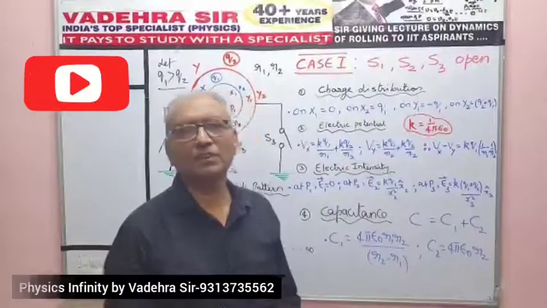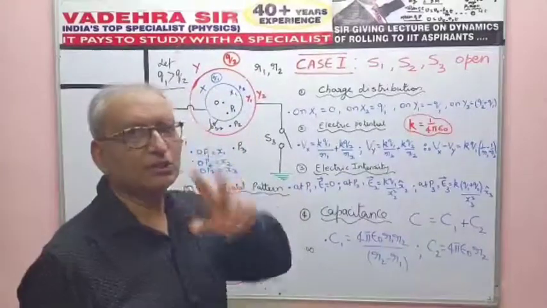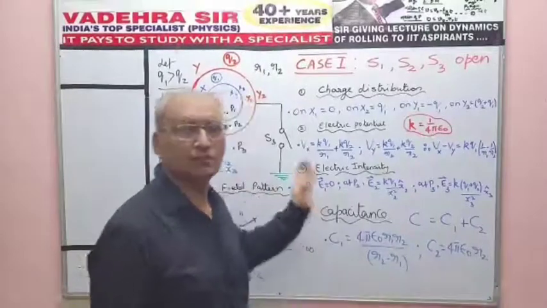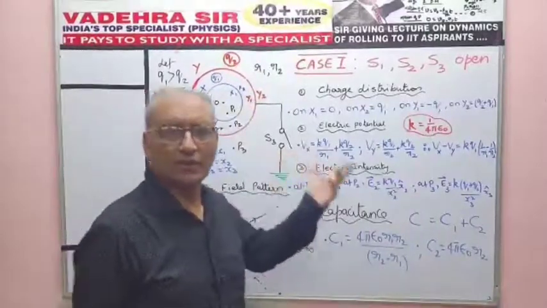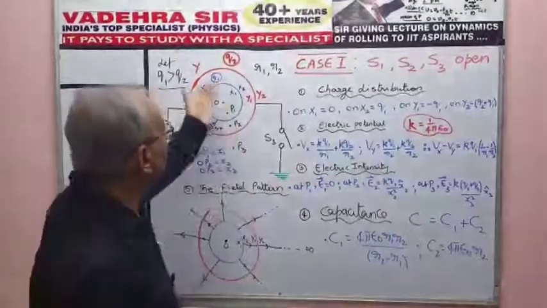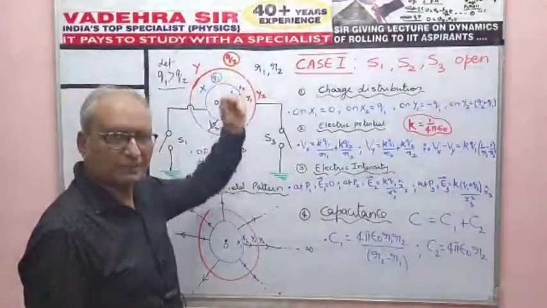In today's video lecture, we are going to talk about the case of two concentric metallic spheres. There are two metallic spheres of radius R1 and R2. Name them as X and Y. X is inner, Y is outer. They are given free charges Q1 and Q2 respectively.